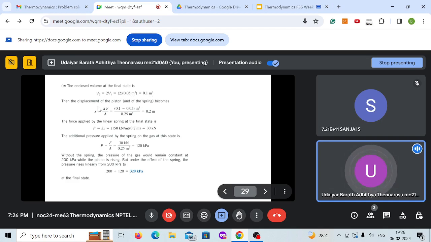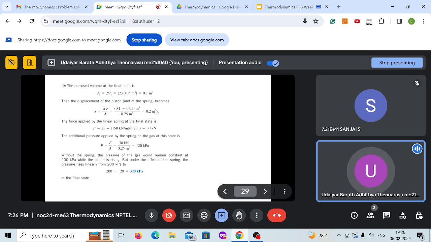Now the displacement x is the volume divided by the cross section area. That will be the change in volume. Change in volume, V2 minus V1, will come out to be 0.05. And we know the cross section area is 0.25 meter square. So the displacement is 0.2 meter.